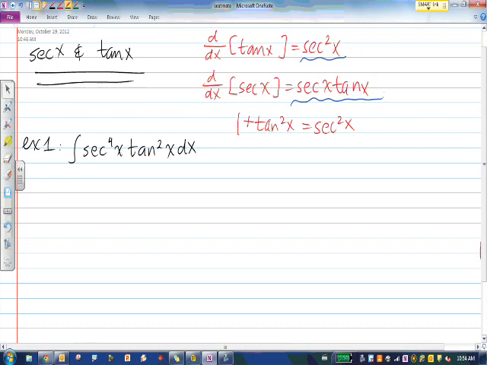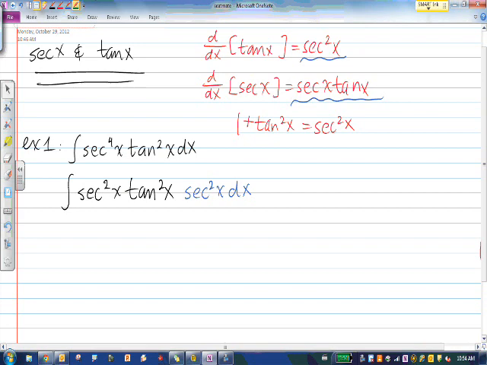So let's take a look at this problem. I notice I have a secant to the fourth. So what I can do is pull out a secant squared, which will leave a secant squared, which is an even power, and that will allow me to use the Pythagorean identity. So let's go ahead and do that for this problem. So I'll have my secant squared, my tangent squared, and then my isolated secant squared x dx.